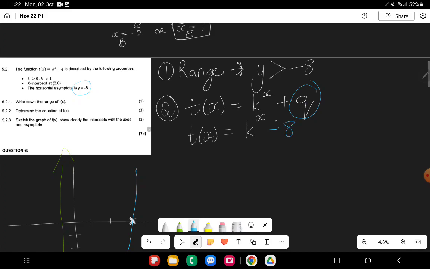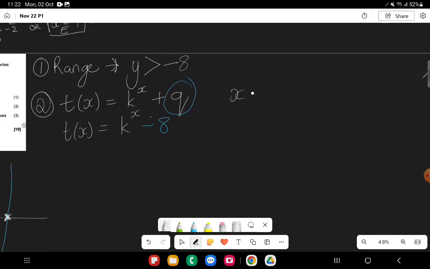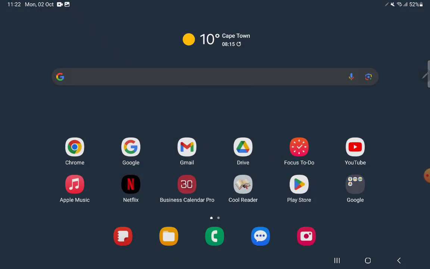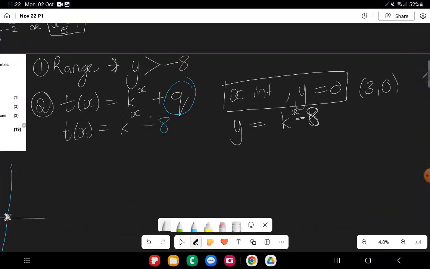So far so good. Now the question is, at the x-intercept, y is 0, right? So I'm going to say at the x-intercept, y equals 0. And I know from the text that the x-intercept is at (3, 0). So my equation says y is equal to k to the power of x minus 8. Okay, 0 is equal to k to the power of 3, minus 8. I don't know why I keep writing plus, it's minus 8.